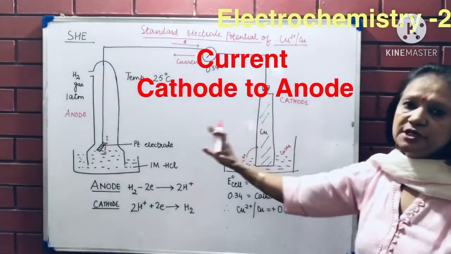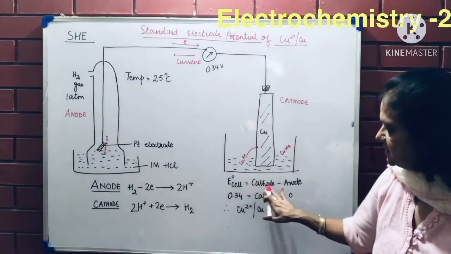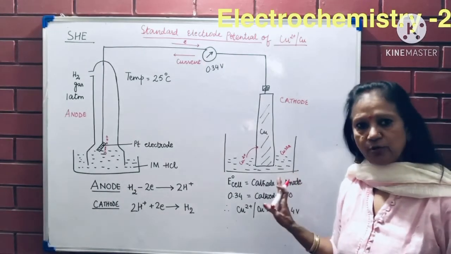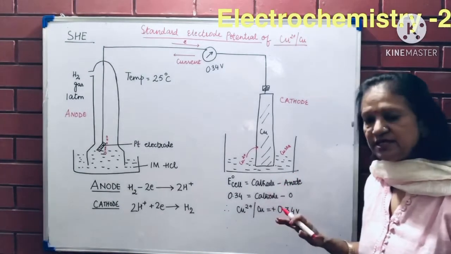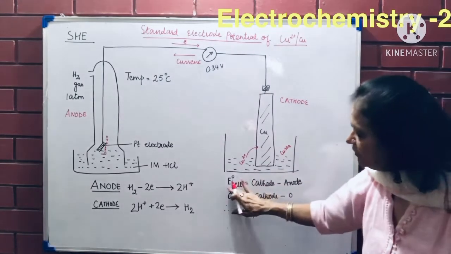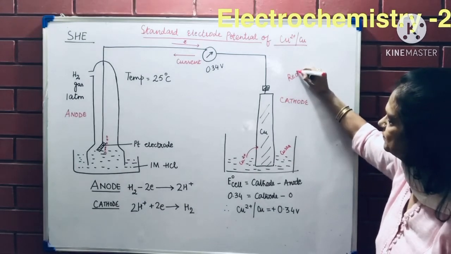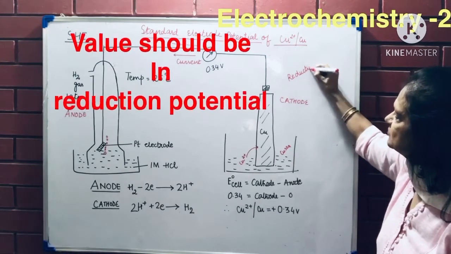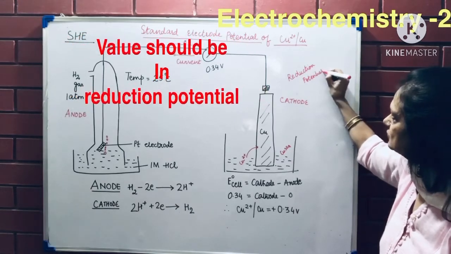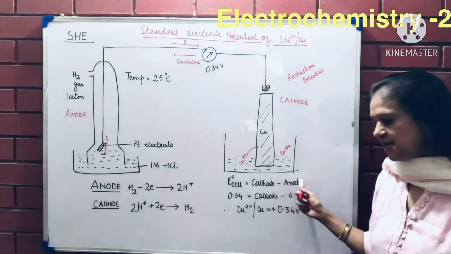The potential difference which we find out is by the formula E naught of the cell is equal to cathode minus anode. Always use the same formula. There are other ways to find it, such as anode minus cathode, but keep it this way. When we keep this, it is always the reduction potential. So whatever value is given to you is in reduction potential. So E naught of the cell is cathode minus anode.